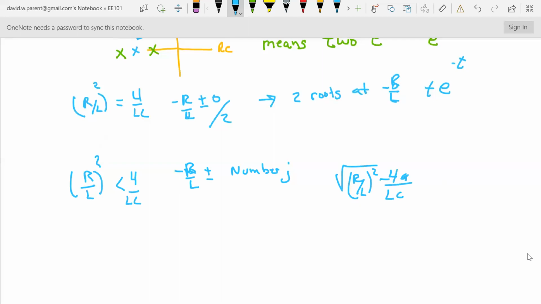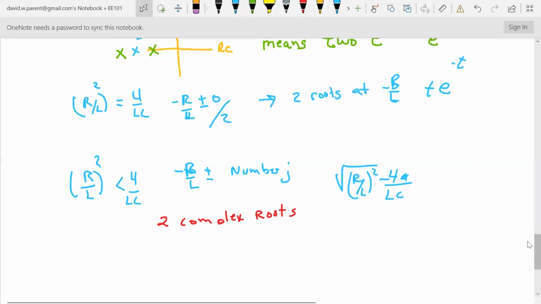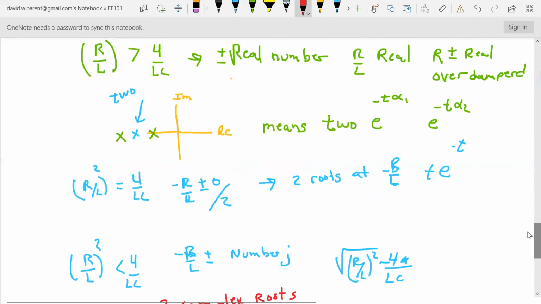If this is bigger than that, it goes negative, and therefore I'm going to have plus or minus something with a j. The quadratic equation, right? What this means is it's got the same real part, but plus an imaginary part, minus an imaginary part. So we had two real roots. And you know what? I think I'm going to redraw it down here.